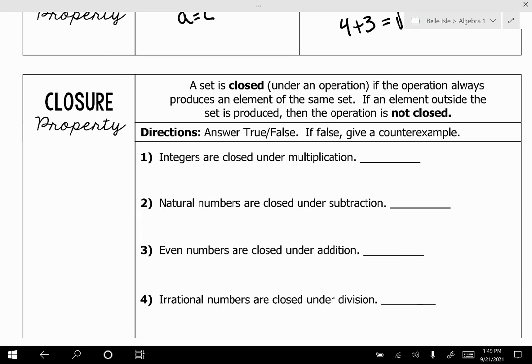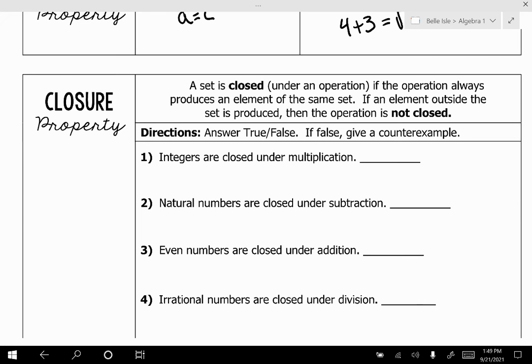Okay. So now that as a class we're done insulting Mr. Bennett's lesson for it being too simple, let me explain this. What we're talking about with closure property is like if we look at number 1, it says integers are closed under multiplication. What is an integer? A number. It's a number. A whole number, right? Negative or positive, a whole number.